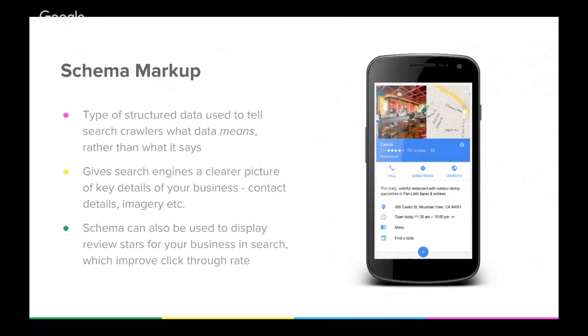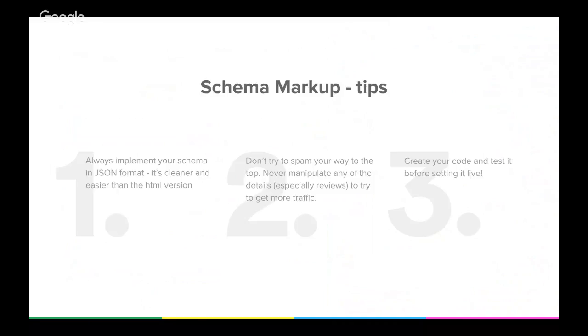And Google have got a wealth of documents on different schema types and how to implement them on some of their developer web pages. So, in my opinion, every site should have as much schema on it as possible. You should be marking up as much of your data as you physically can. And here are a couple of my tips for implementing it. So, always implement your schema in JSON format. It's cleaner and easier than the HTML version. It's a little bit more lightweight, and it can be tidily put in the background of a page as well.